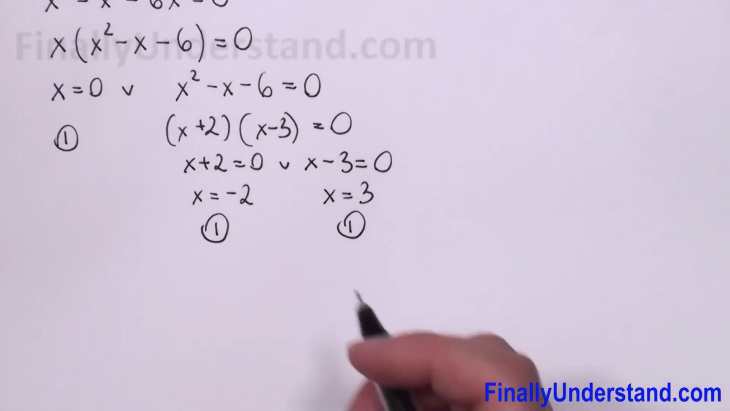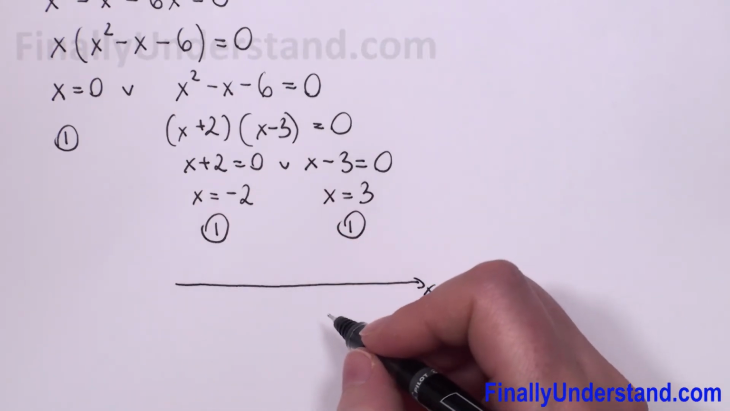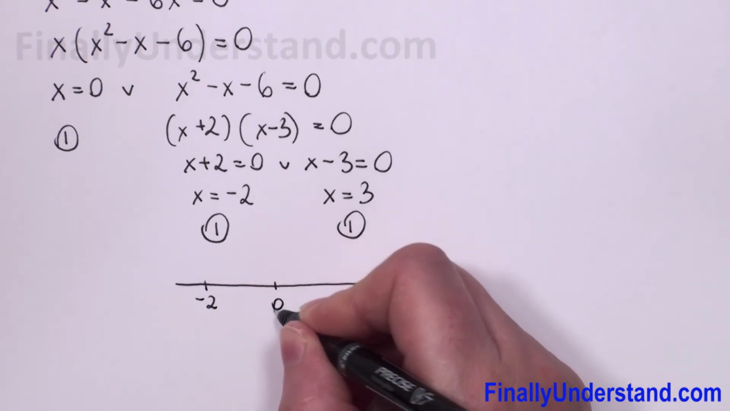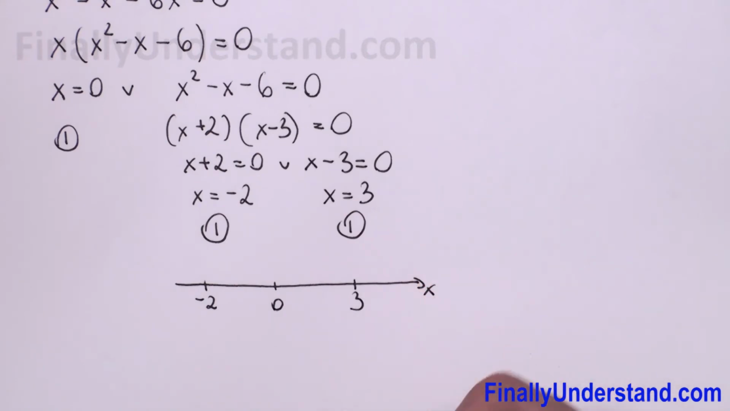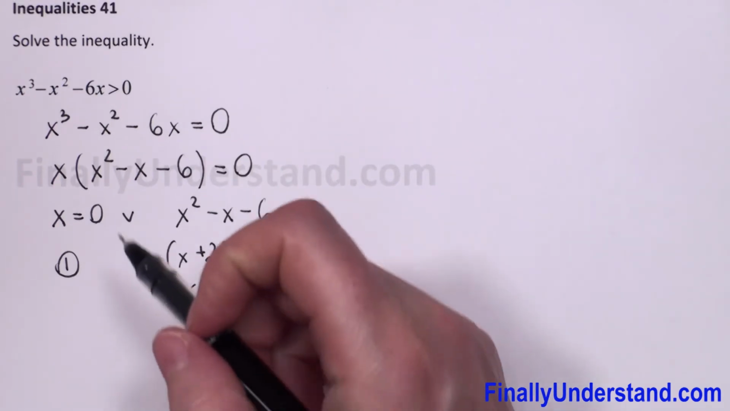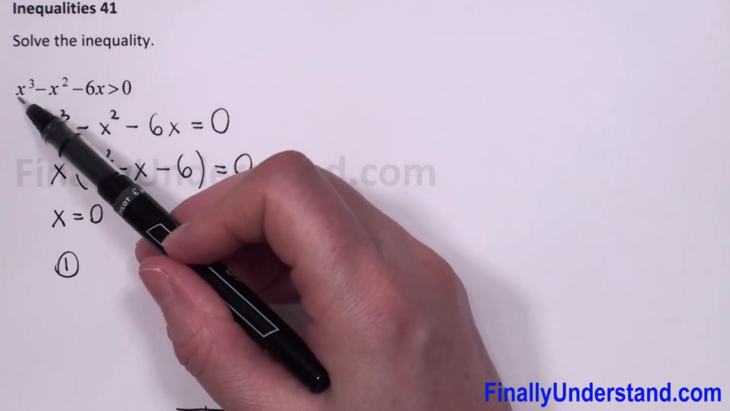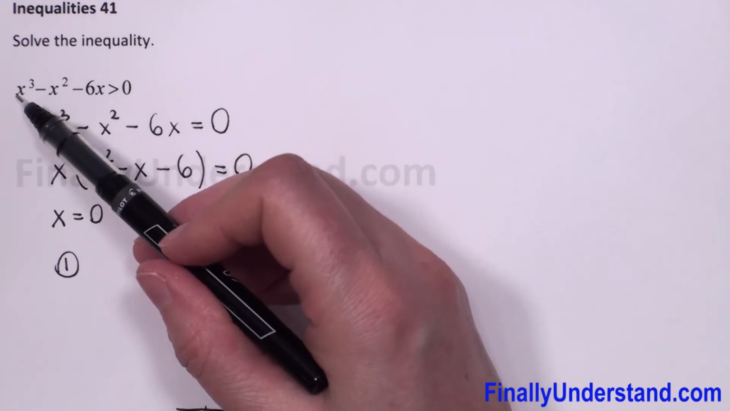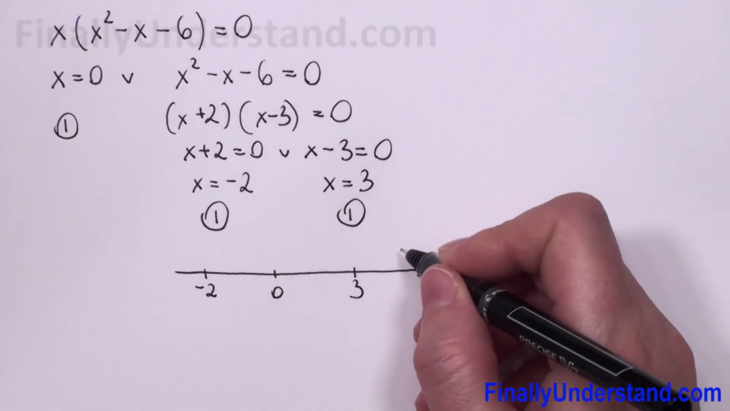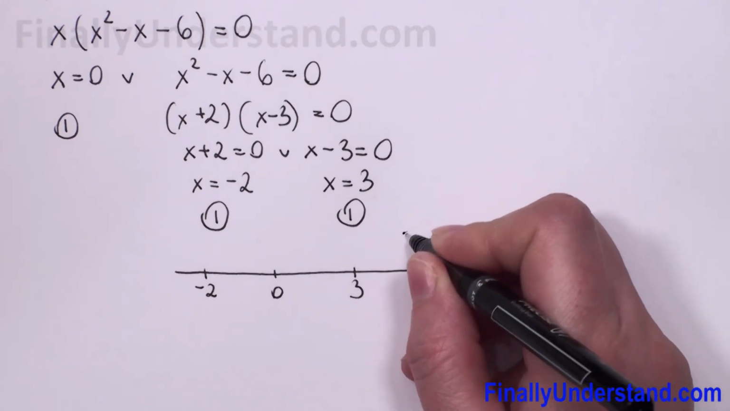Now we can draw a number line x. We can place our roots, so we have negative 2, 0 and 3. Next we have to check the sign of the coefficient before the highest power. The highest power is 3. The coefficient before x cubed is positive 1. So we can draw our graph from a positive value, and we always start from the right side. A positive value is above our x number line.